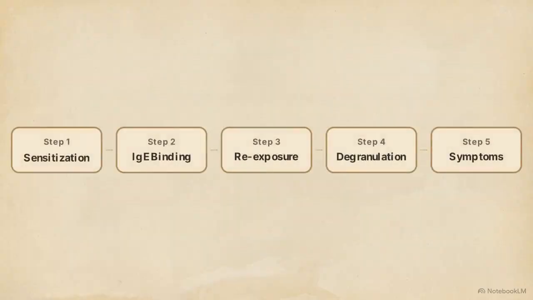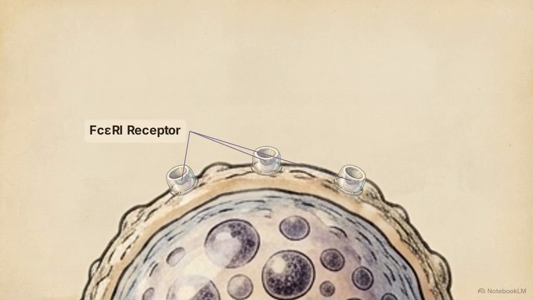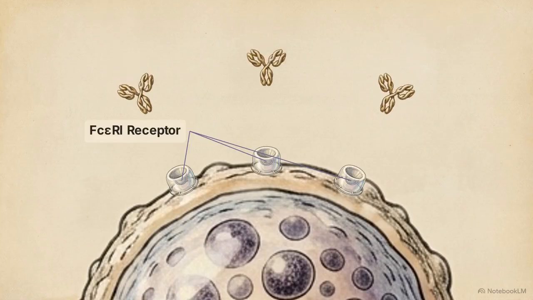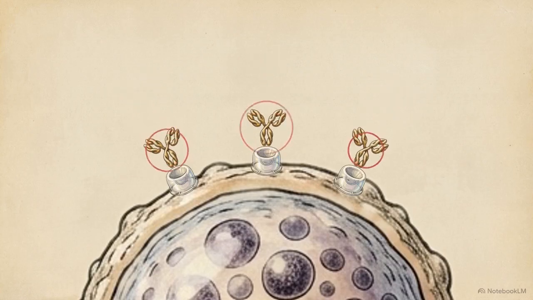Step 2 of our flowchart shows how they attach. The mast cell membrane is studded with empty cup-like receptors called Fc-epsilon-RI. Fc-epsilon-RI is a high-affinity receptor specialized to bind the tail end of IgE antibodies. The tail of the IgE molecule docks securely into this receptor. The bond is nearly permanent.